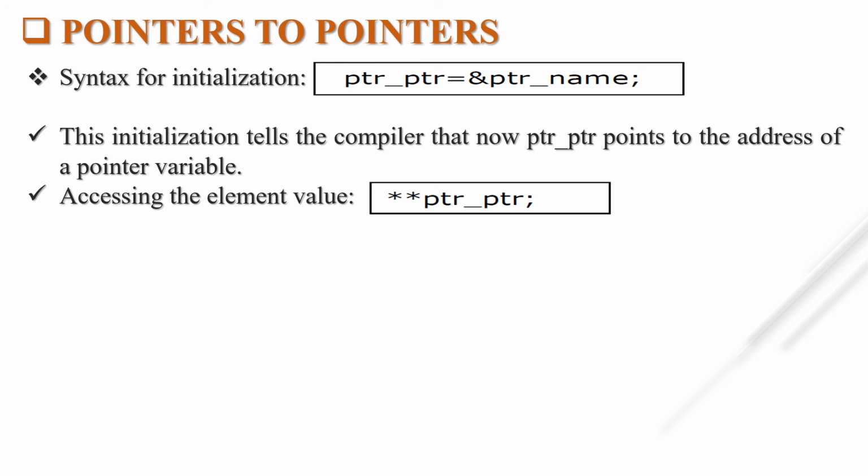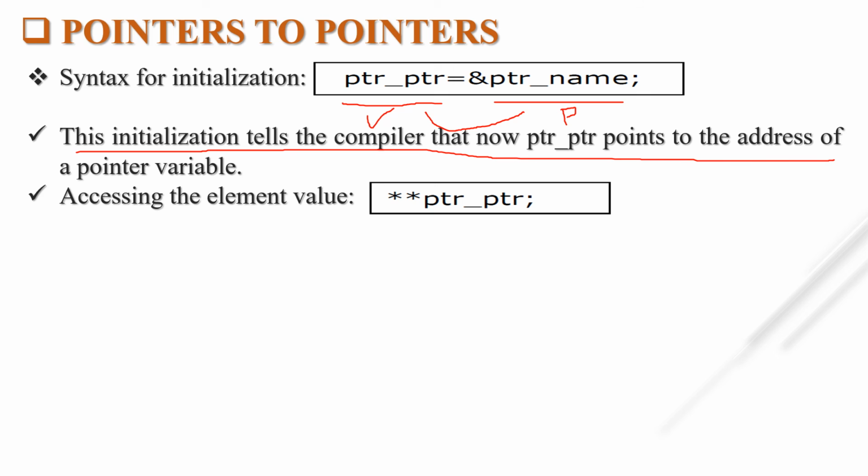So what we do here, this ptr_ptr is a pointer to pointer, but this ptr_name is a simple pointer. So ptr_ptr will store the address of a pointer. So you have to initialize it with the address of the simple pointer name. This initialization tells the compiler that now ptr_ptr points to the address of the pointer variable.